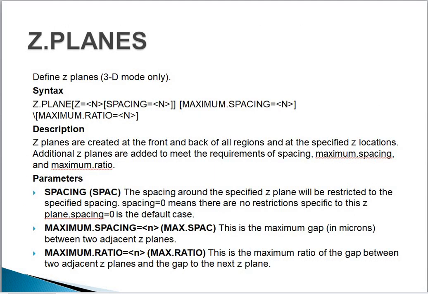Z-plane: define Z-plane in 3D mode only. Syntax: Z-plane, spacing, maximum spacing, and the maximum ratio. Description: Z-planes are created at the front and the back of all regions and at the specified Z locations. Additional Z-planes are added to meet the requirement of spacing, maximum spacing, and the maximum ratio.